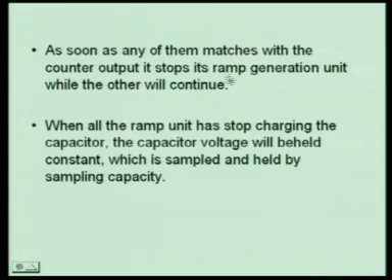As the clock is applied, the comparator will start comparing its input with the counter output. As soon as any of them matches with the counter output, the ramp generation unit will stop, while the others will continue. When all the ramp generation units have stopped, the charge held on the charging capacitor will be held constant, and it is sampled by the sampling capacitor.